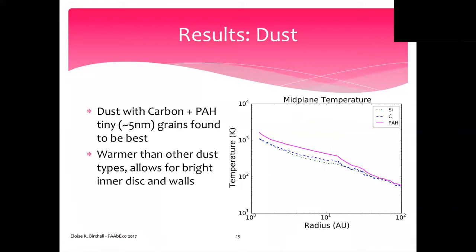So here are some of my results. We found that to model the disks that we wanted to model at the wavelengths we're trying to look at, silicate dust of 0.1 micron and carbon dust of 0.1 micron weren't going to be bright enough to fit all the features they needed to be able to fit. However, small carbon dust that includes polycyclic aromatic hydrocarbon is. That's the pink line up here.